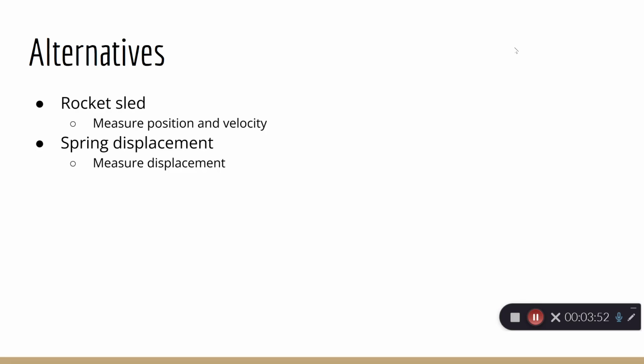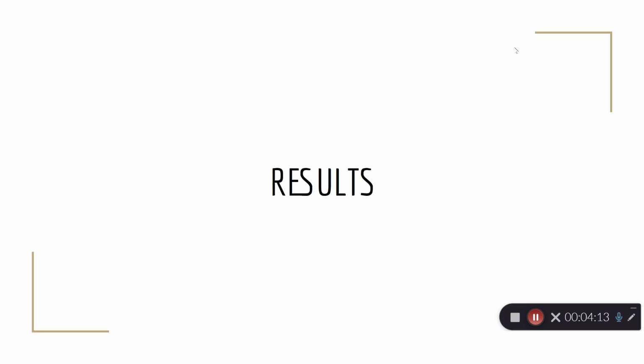Some alternatives to this would be using a rocket sled, where you would measure the position and velocity, and then from there you can find forces and accelerations. Another option would be spring displacement, as you measure the displacement of the spring over time. These options ultimately would require a lot more time and effort to refine them, and so that's why we used a load cell.